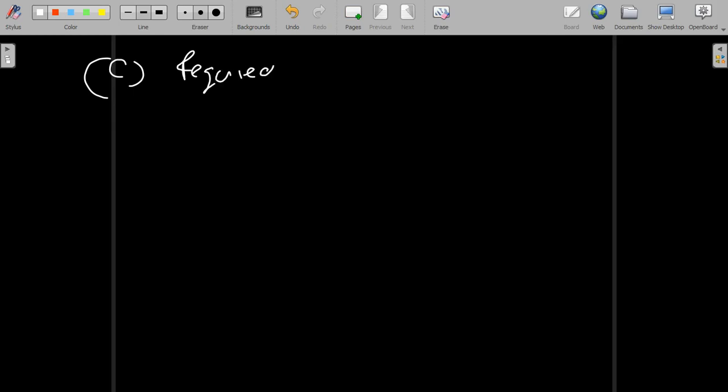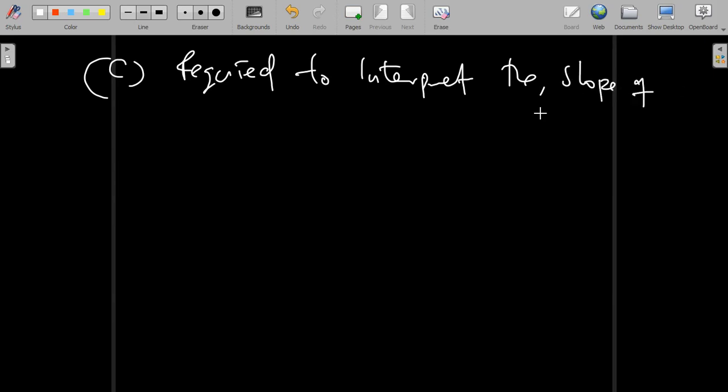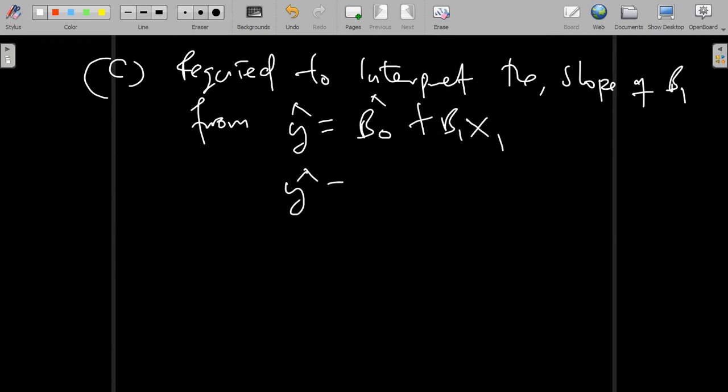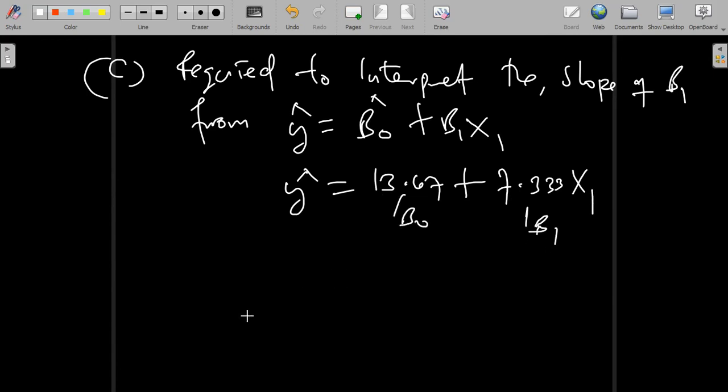Now let's go to part C. We are required to interpret the slope beta 1. y estimated is equal to beta naught plus beta 1 x1. So we take 13.67 and plug in beta 1, which is 7.33, times x1, as you observe. When we interpret, beta 1 is the slope coefficient, and beta naught, which is 13.67, is the constant.